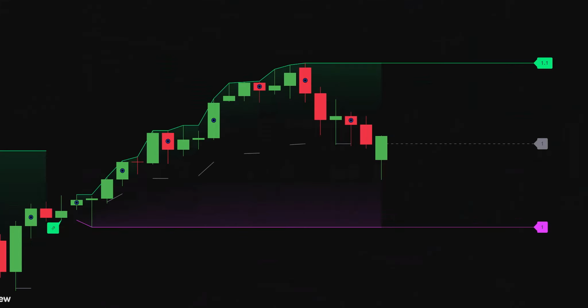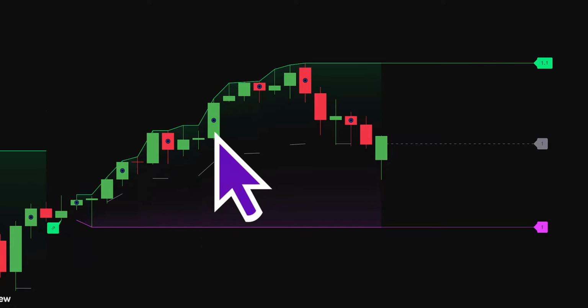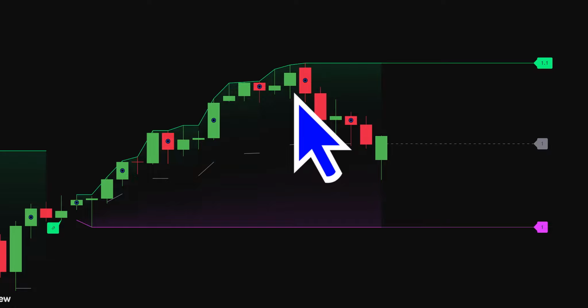Now here's how to trade with it. Say you're looking to go long, there are 3 conditions you must check. Condition 1. Make sure the trend is clearly bullish. That means you need to see bright green candles staying above the midline.